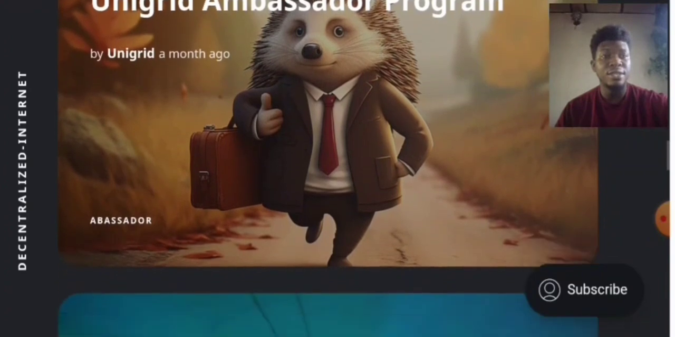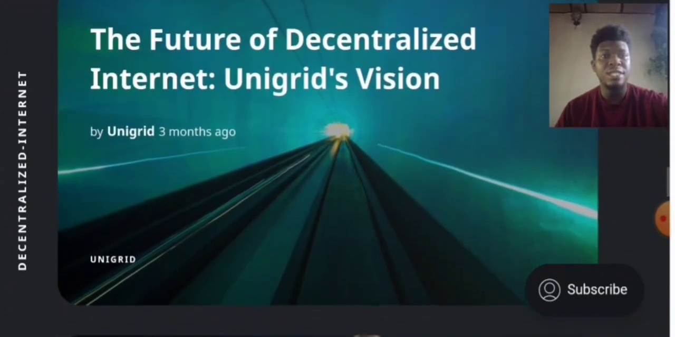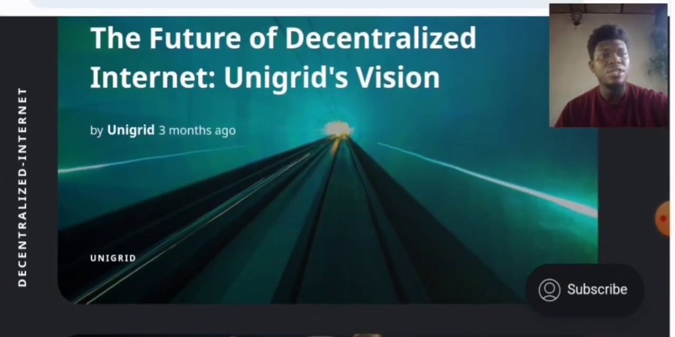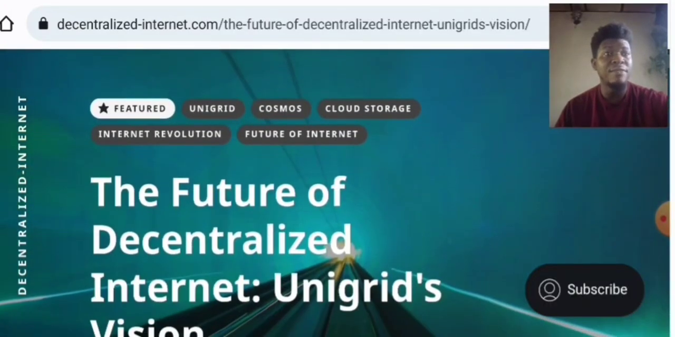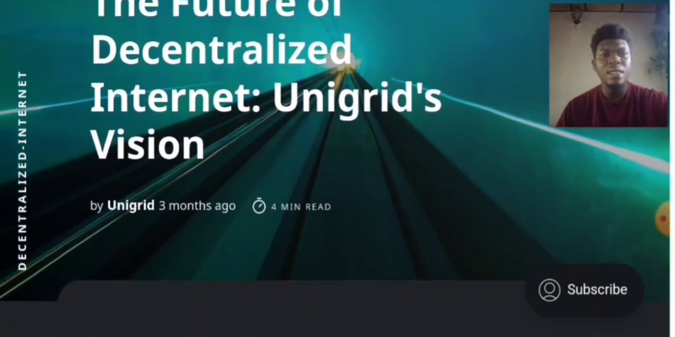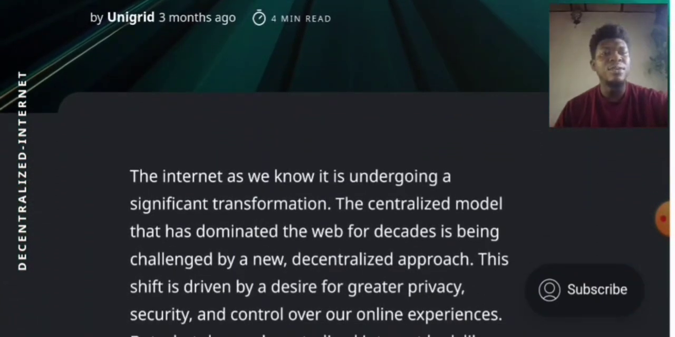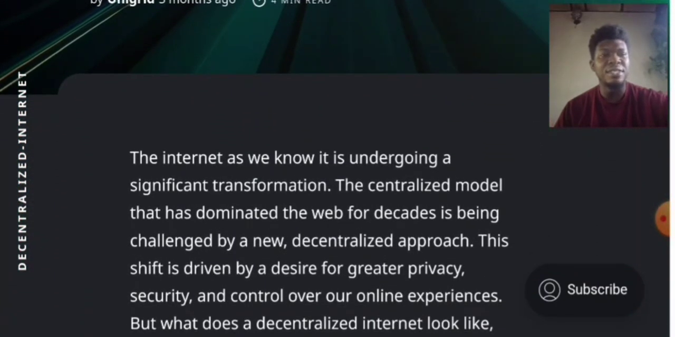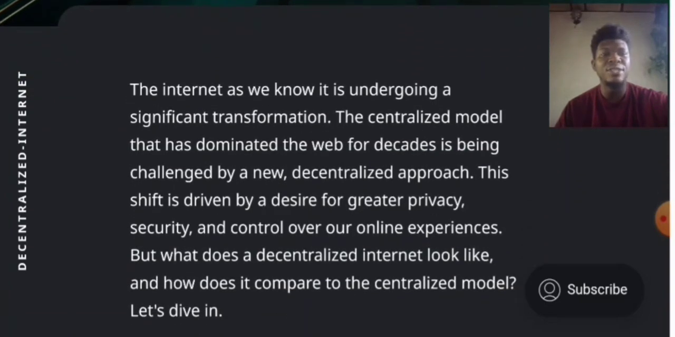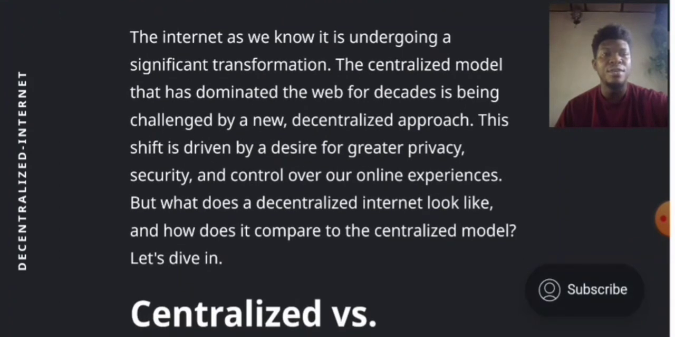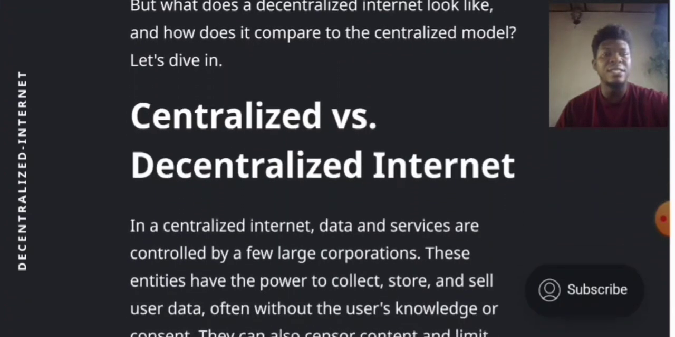Unigrid ambassadors. The future of decentralized internet, Unigrid's vision. So now let's learn about this. What is Unigrid's vision? What do they have in store for us? The internet as we know it is undergoing significant transformation. The centralized model that has dominated the web for decades is being challenged by a new decentralized approach. This shift is driven by the desire for greater privacy, security, and control over an online centralized versus decentralized internet.